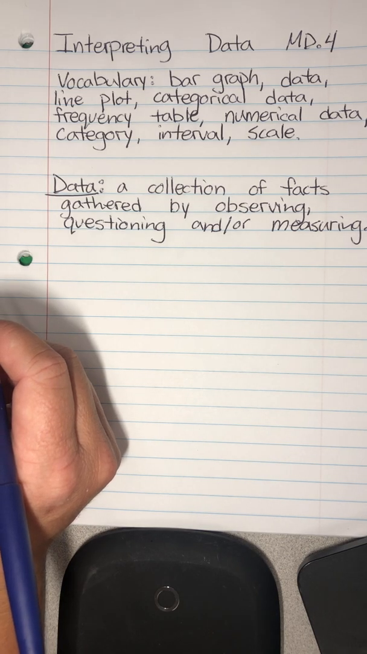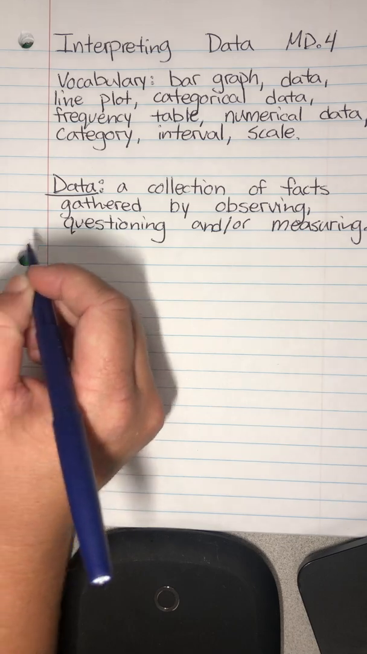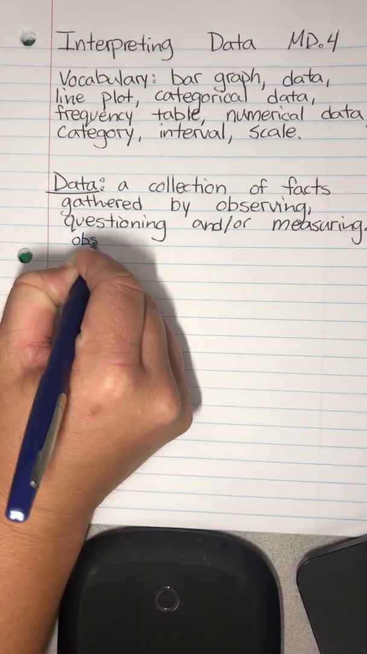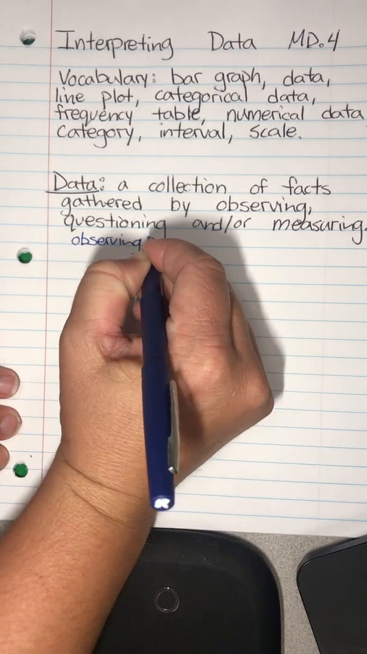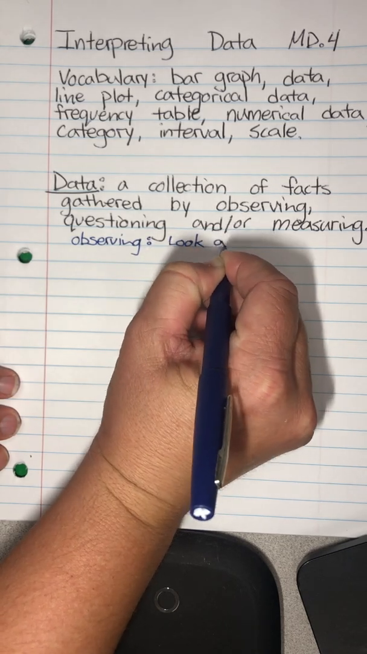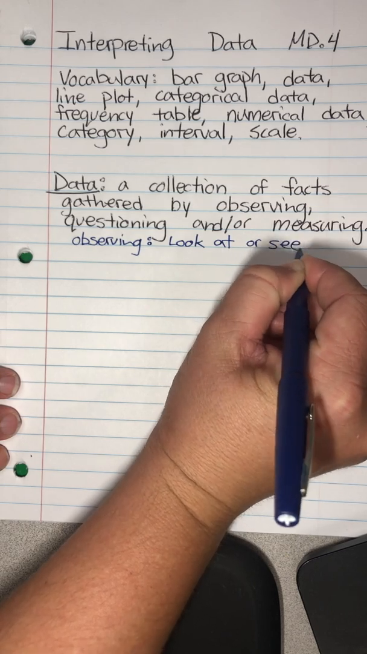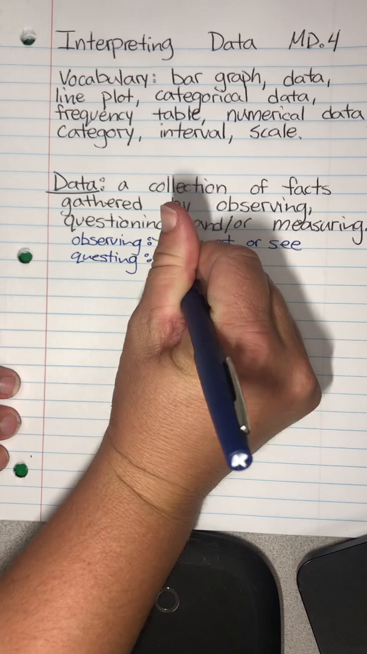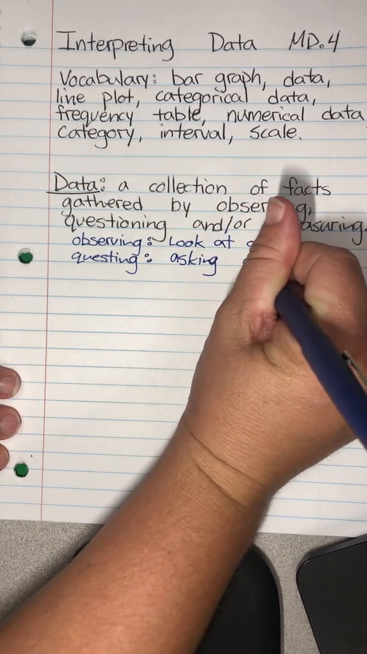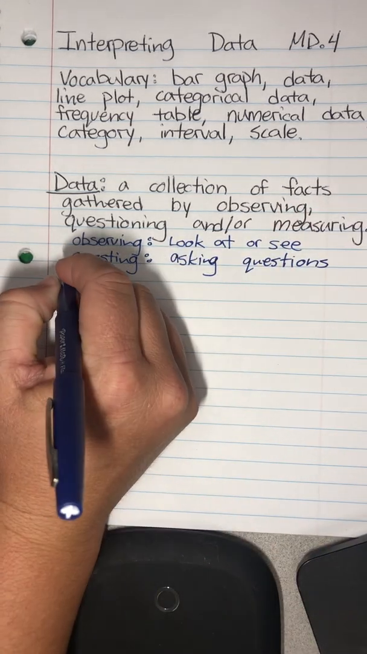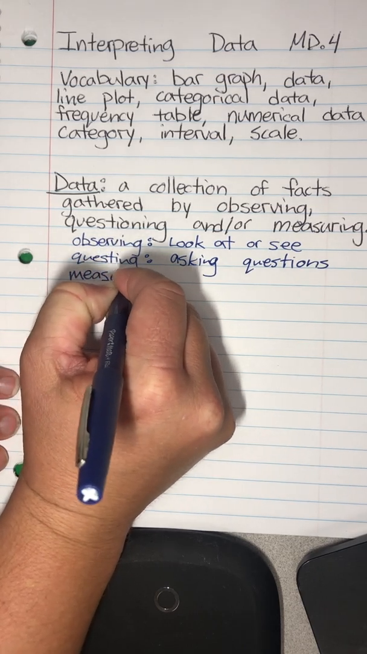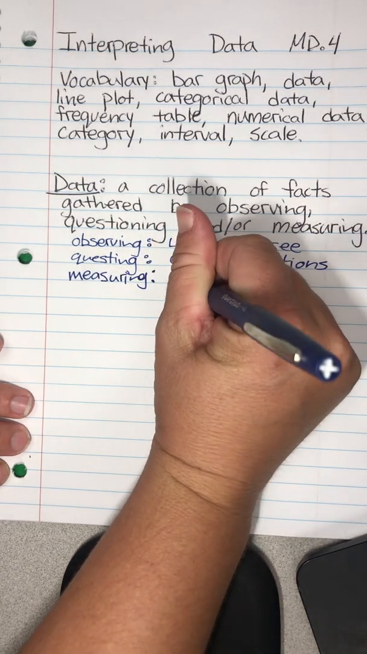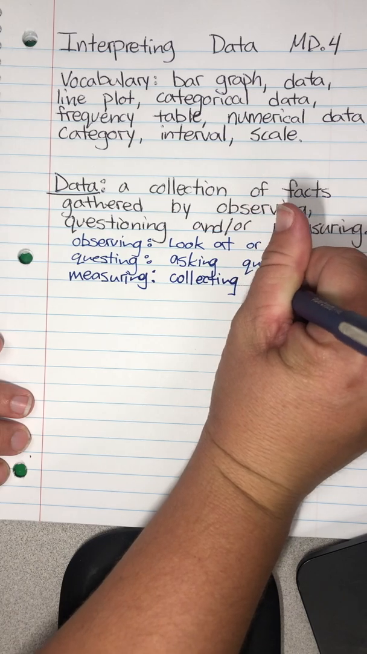All right, our next vocabulary word that we can look at, let's look at the different types of data. So we have our, like we said, observing would be something you see. Let's break that down. Observing, something you can just look at or see. Then we have questioning. It means you can ask questions. You can get your information by asking questions, obviously. And then the last one is measuring. Measuring, it's just something that you have to do yourself. You can use a ruler, you can do a tally chart, just collecting information by measuring.